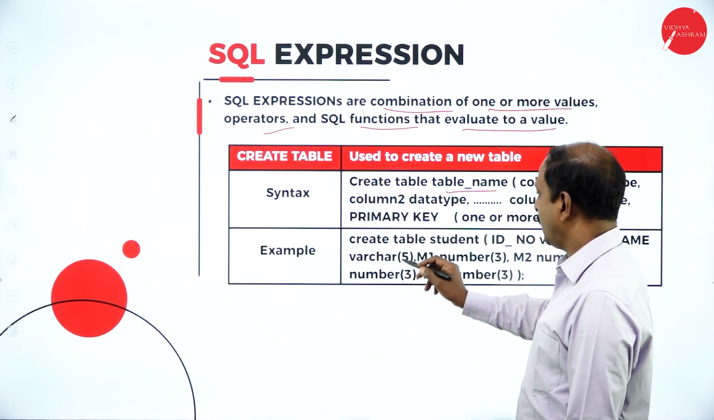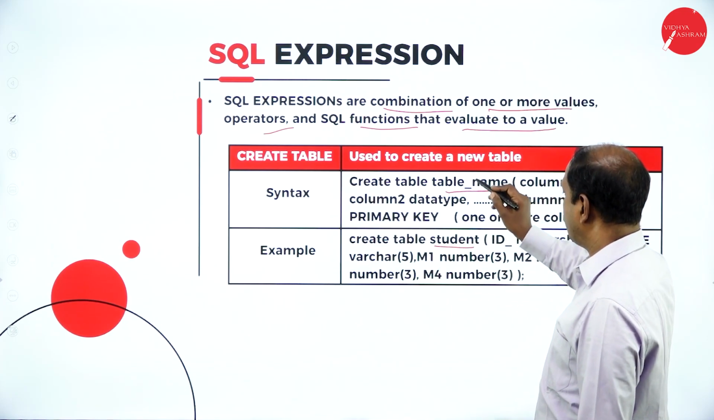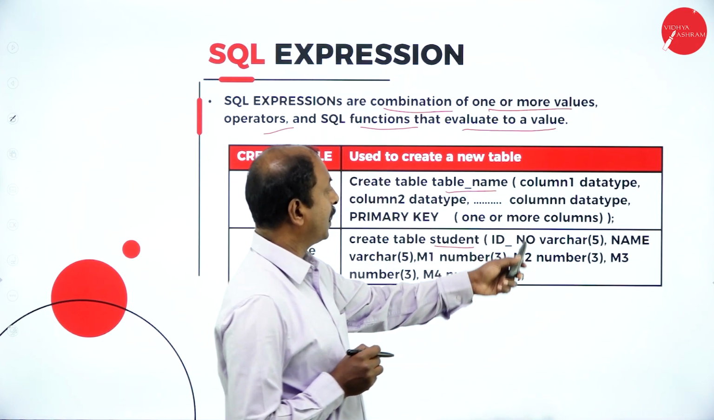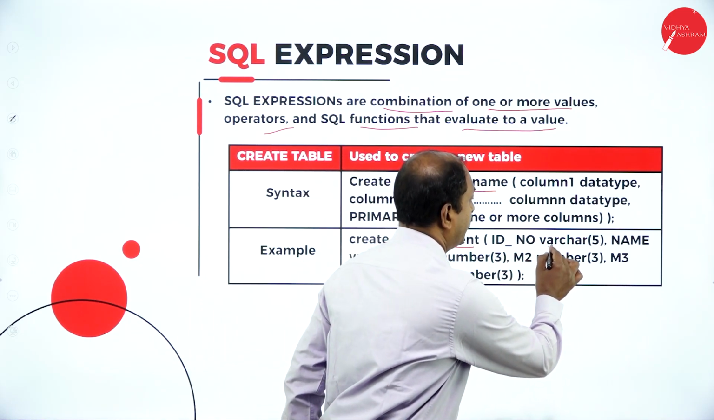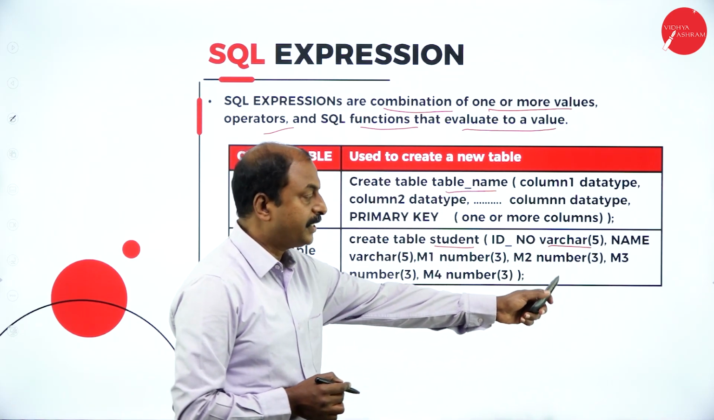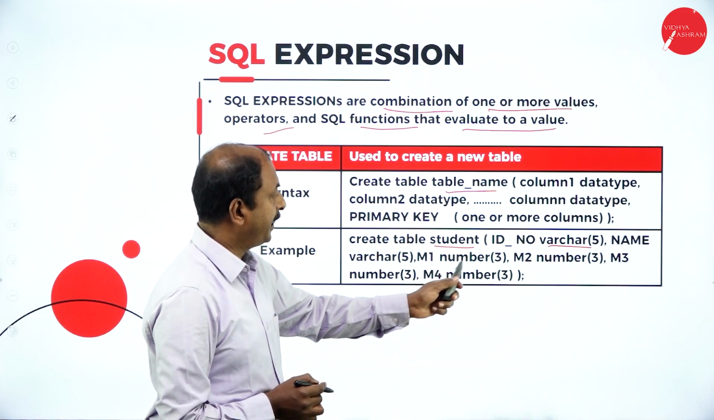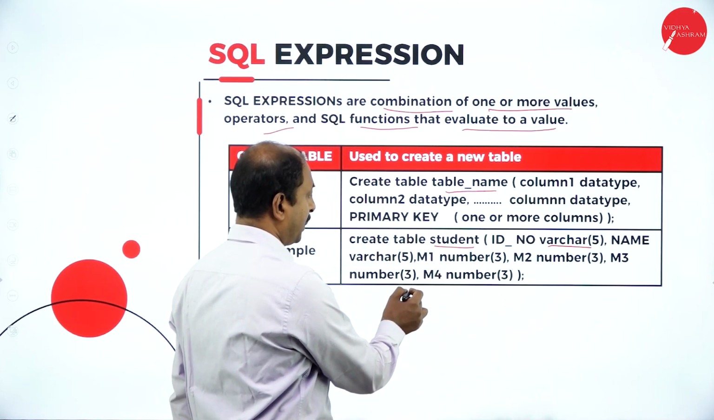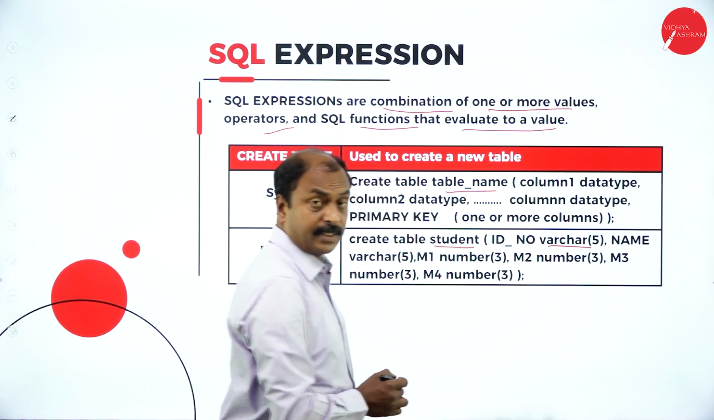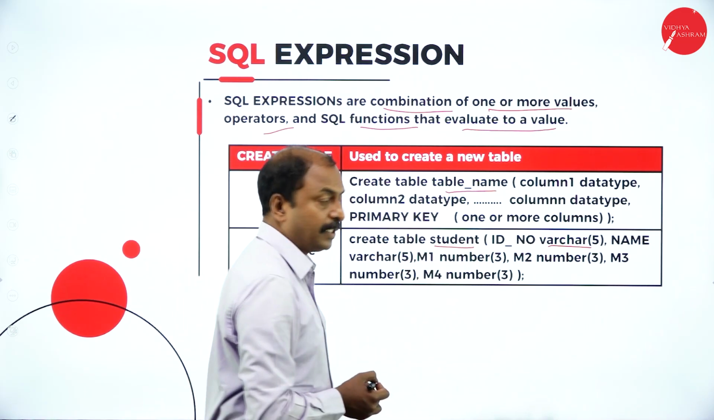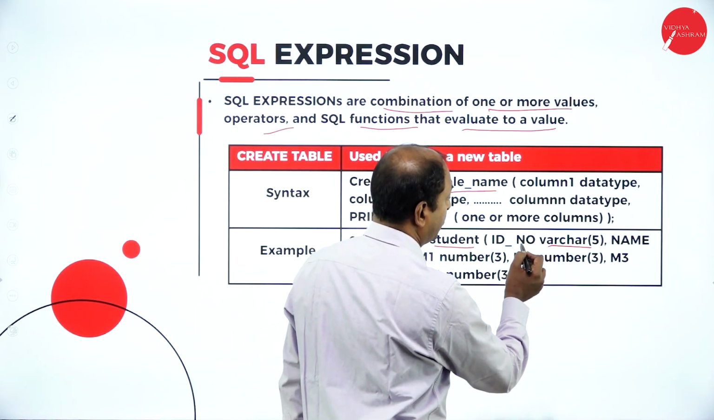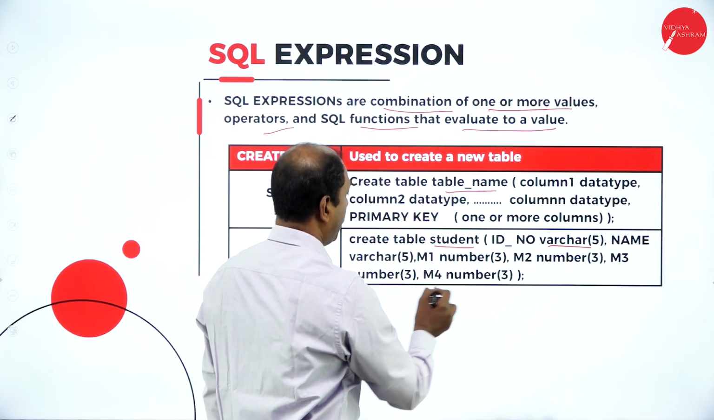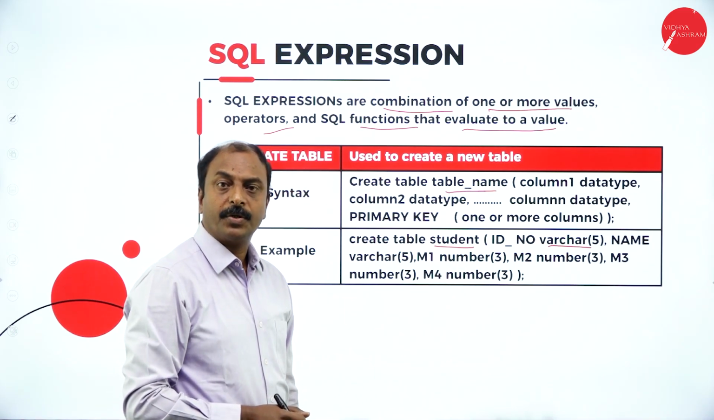For example, create table student. This is the name of the table, and here ID number is one column with the data type varchar 5. Next one is name varchar, M1 number 3, M2 number 3, M3 number 3 and M4 number 3. In this example, student is the name of the table and these are all the columns. ID number is one column, name, M1, M2, M3 and M4 are columns of a particular table.